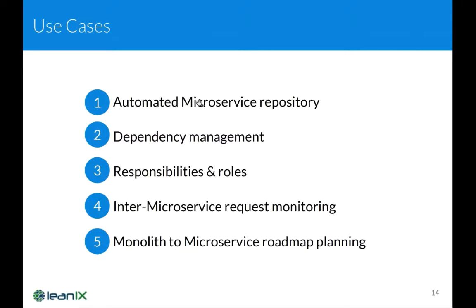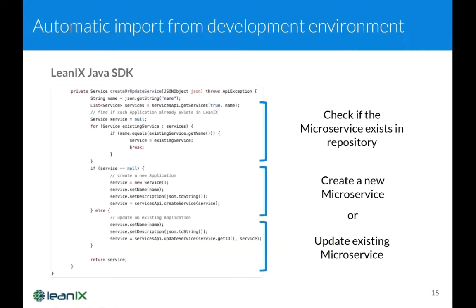So let's start with the first case, automated microservice repository. What we've done is we have used the Linux Java SDK and wrote basically a small piece of code that connects to your development environment and allows to automatically populate the inventory in Linux with the information about new microservices. How does it work?